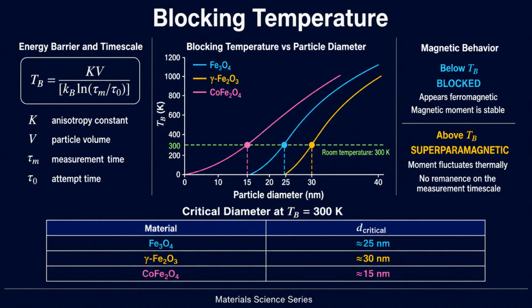The key insight is that blocking temperature scales with volume, so larger particles have higher blocking temperatures. For practical applications at room temperature, you want T_B well below 300 Kelvin. For magnetite, this means particles smaller than about 25 nanometers. Cobalt ferrite, with higher anisotropy, has a smaller critical size around 10 nanometers. The choice of material and size determines whether your particles will be superparamagnetic at the operating temperature.